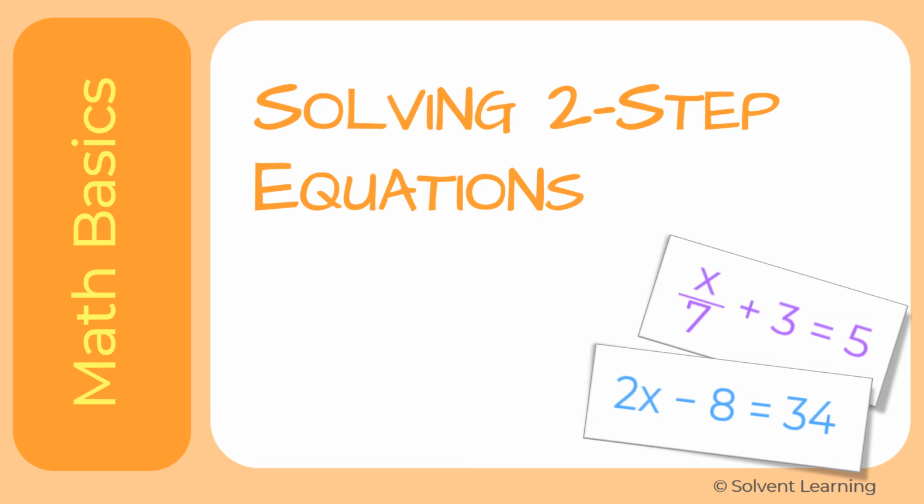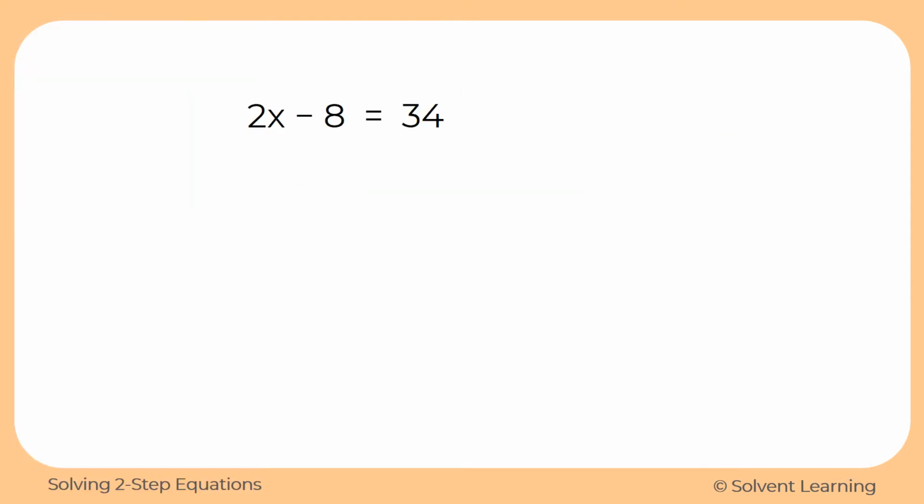In this video, we're going to learn how to solve two-step equations. A two-step equation is just an equation where we have to undo two numbers in order to isolate the variable. Here we have 2x minus 8 equals 34.